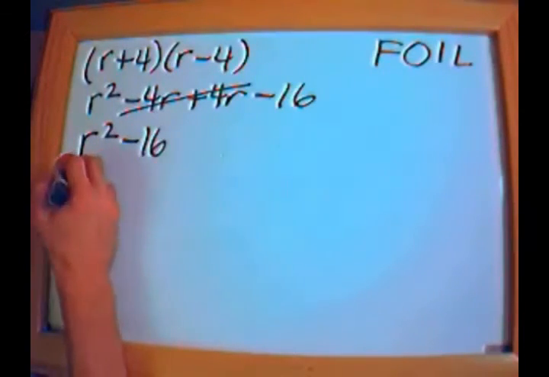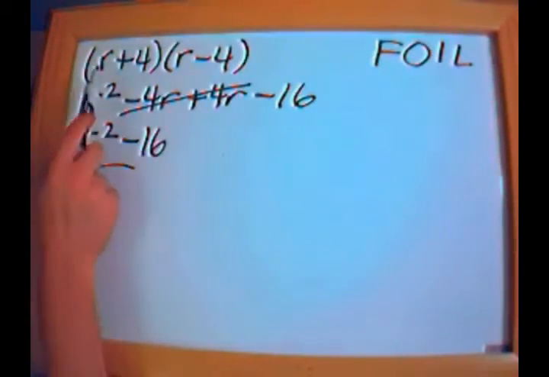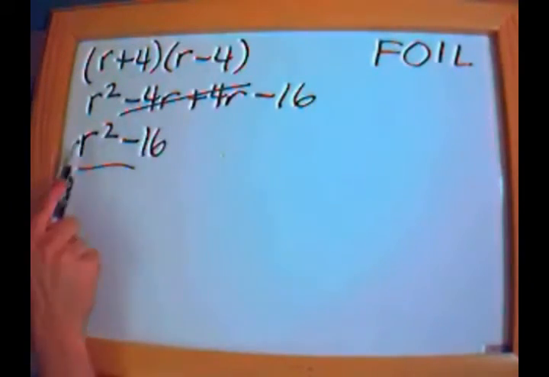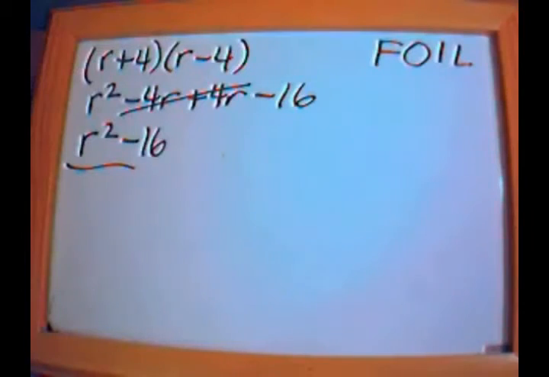And I just wanted to point that out because this is actually going to be useful later on. When you have something like r plus 4, r minus 4, you're going to get an answer that's going to have fewer terms because some of them are going to cancel out. Don't memorize that though. That's just kind of a neat thing.